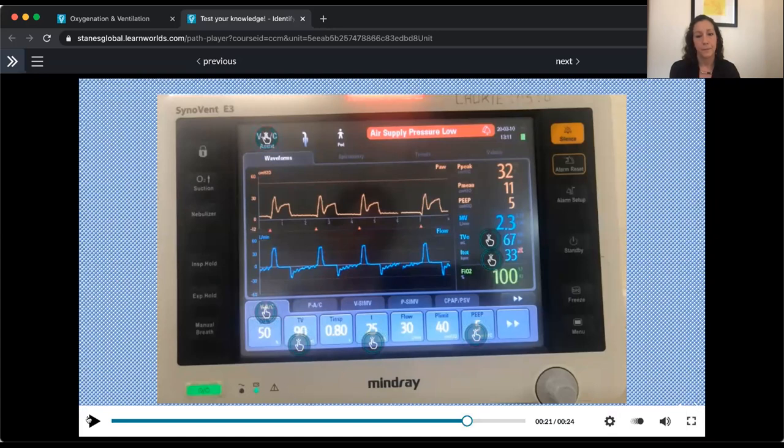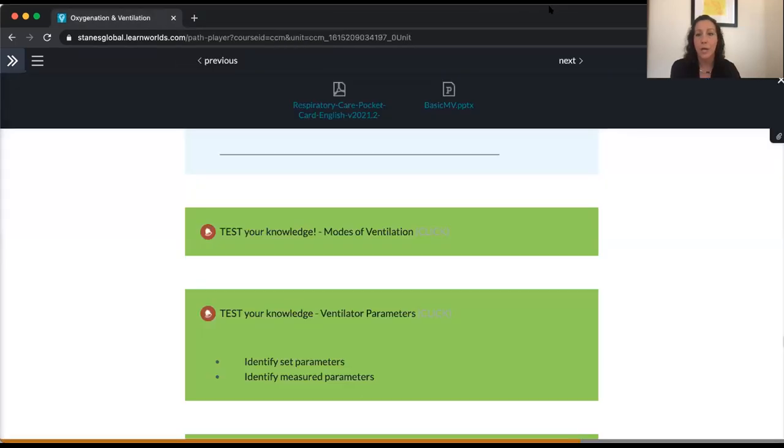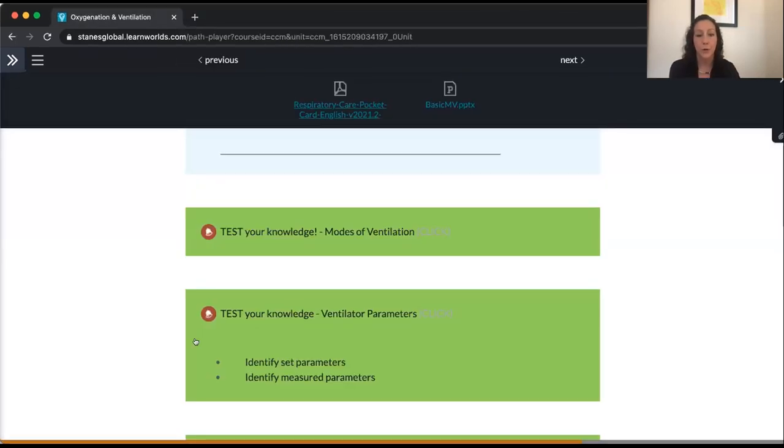And the set PEEP. The set PEEP. Remember, settings are down here. On the video, okay, to identify the following. So hopefully this is helpful for you. Again, you can access all of this on your own. It's free, it's open access. You just create an account. You can go through this activity on your own.